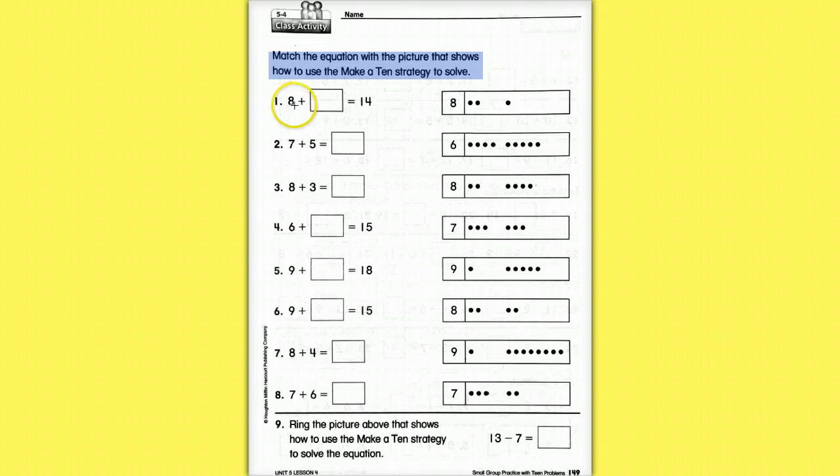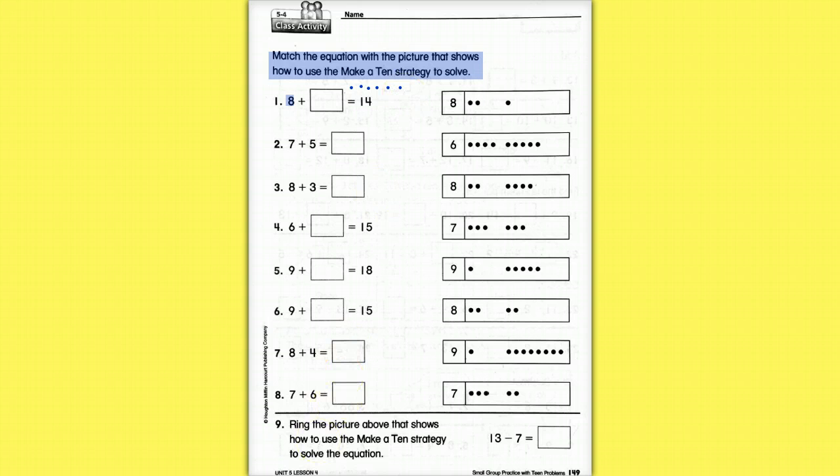Number 1 reads 8 plus something equals 14. Now, we practiced this a bunch. When we have a missing addend, we always put this small number in our hand, 8, and we count up to the bigger number, 14. You can also do that by drawing a picture or drawing dots. So we can say 8, and then we can count up to 14 by drawing dots. 9, 10, 11, 12, 13, 14.